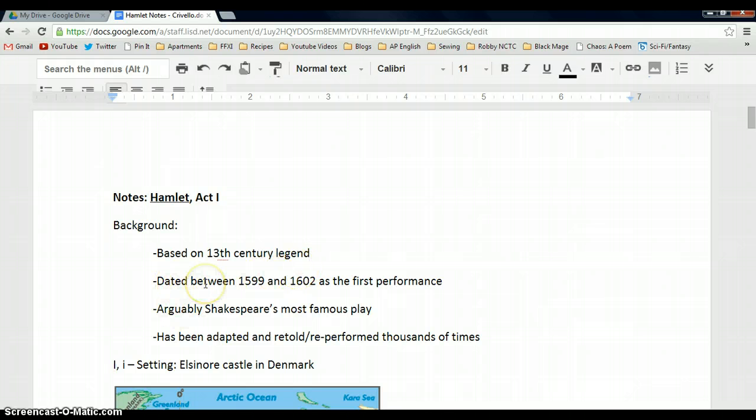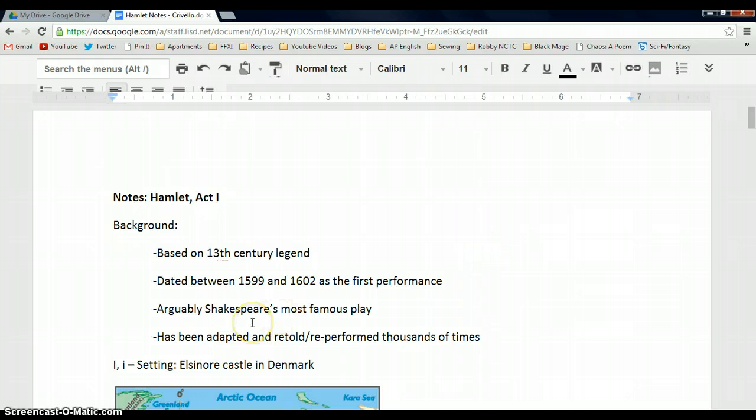The first performance of this is dated between 1599 and 1602, because 1599 is the latest date for Julius Caesar to be performed, the one you read sophomore year. And because Hamlet references Shakespeare's Julius Caesar, we know that Hamlet had to come after it.